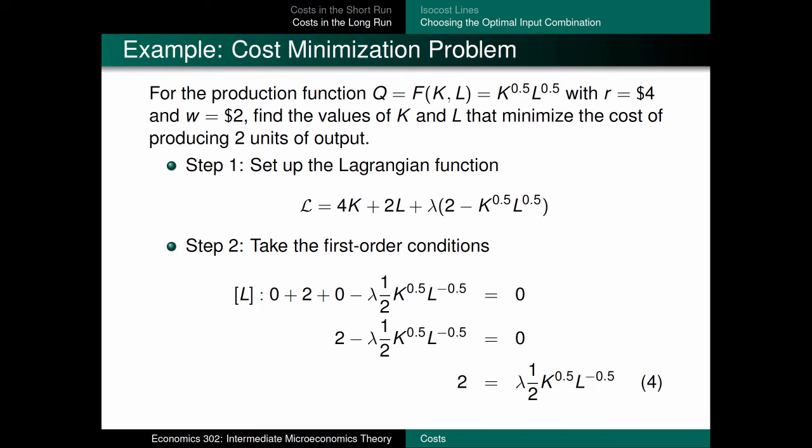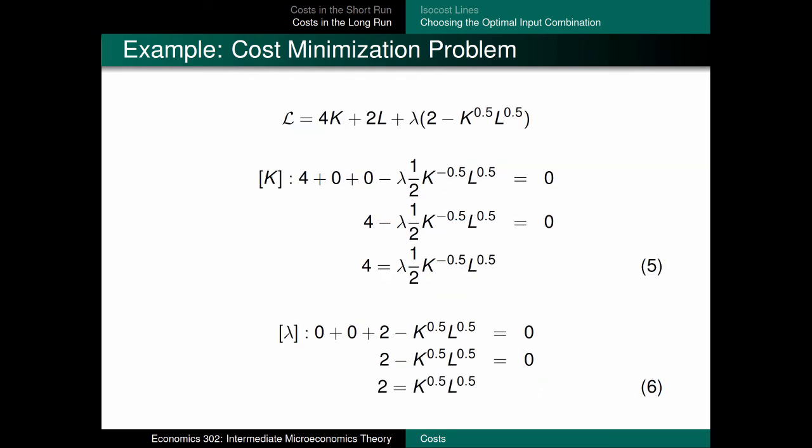Now let's simplify to get that the first order condition is 2 minus lambda times 1/2 times K^(0.5) times L^(-0.5), which is equal to 0. Rearranging so that it's just 2 on the left-hand side, we get that 2 is equal to lambda times 1/2 times K^(1/2) times L^(-1/2). Let's refer to this equation as equation 4, which we will use in a couple slides.